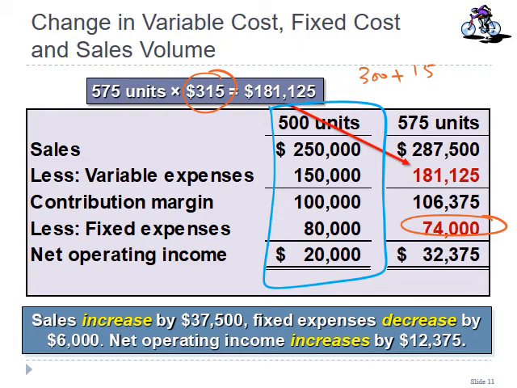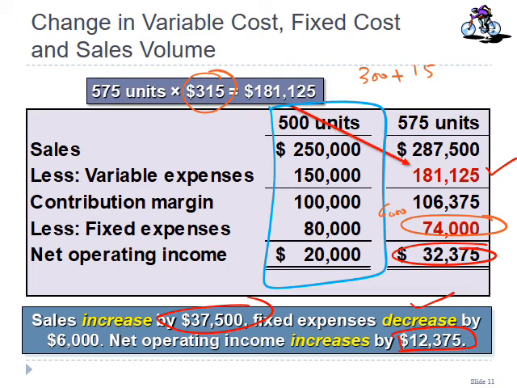So our fixed cost is decreased by 6,000, right? Now net operating income is increased by 12,375. I just want to say wow, right? So you know that sale is increased by 37,500, accompanied by a decrease in fixed cost and an increase in the variable cost, and you can see that profit is still increased by 12,375.